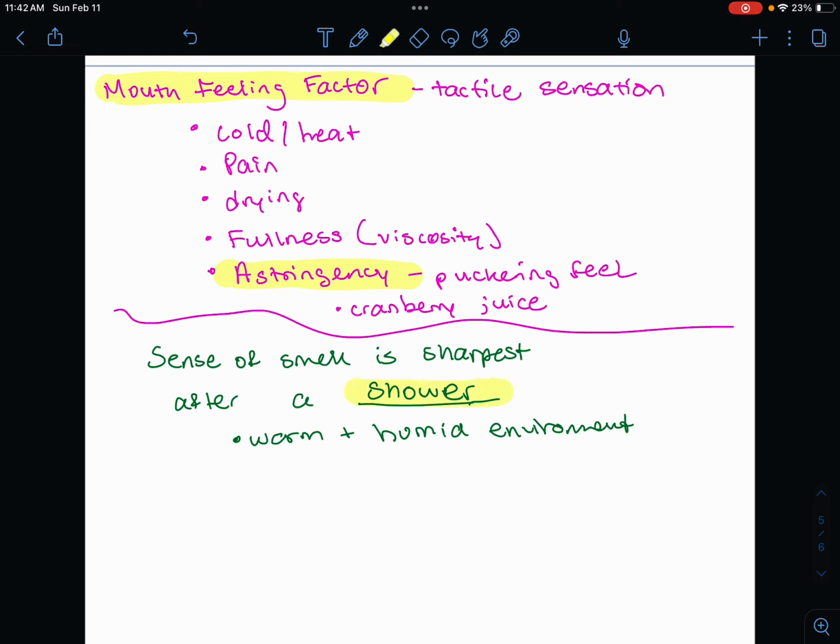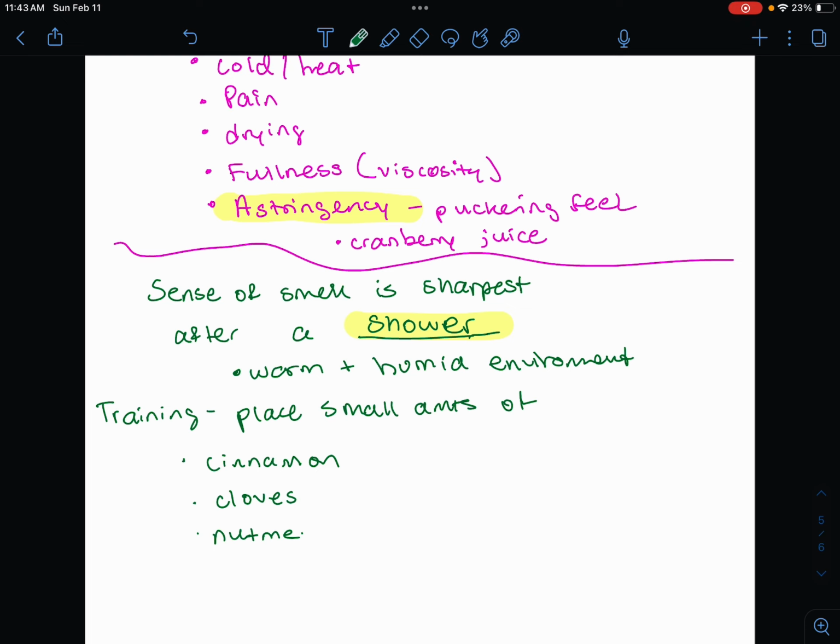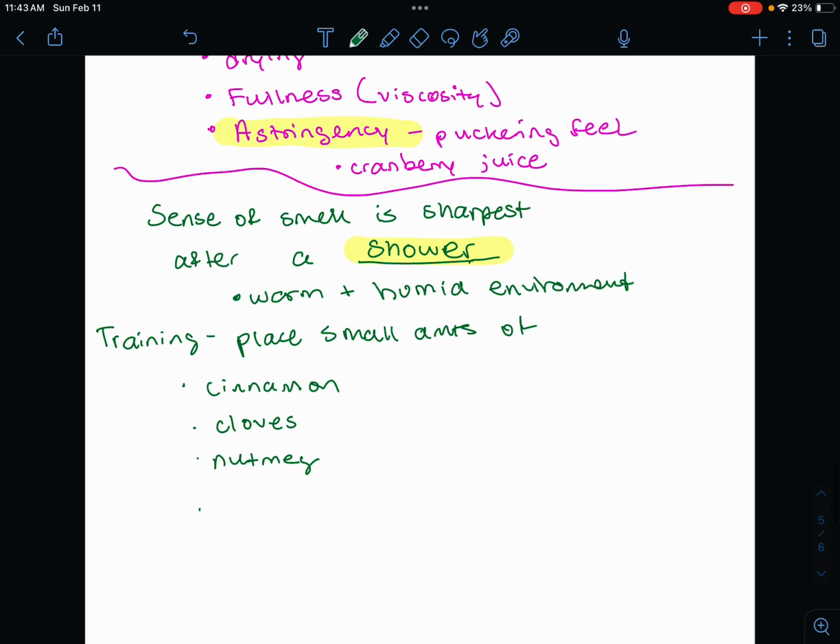All right, and we could also train our sense of smell. So how do you train your sense of smell? You're actually training your brain, first of all. So you're going to place small amounts of cinnamon. I'm just going to list them here. Cloves, nutmeg. I have a hard time smelling nutmeg, personally.